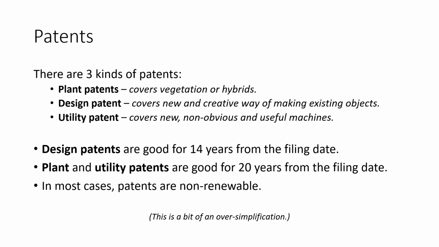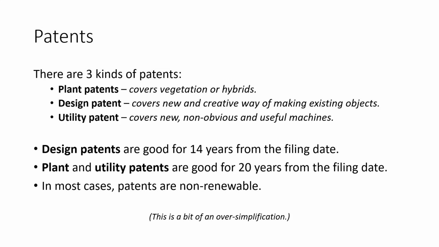A design patent lets you exclude people from using your patented object for 14 years from the filing date. After that period, you can't exclude people from using or making that object. The patent has expired. Utility patents, on the other hand, are good for 6 more years, so 20 years in total from the filing date.